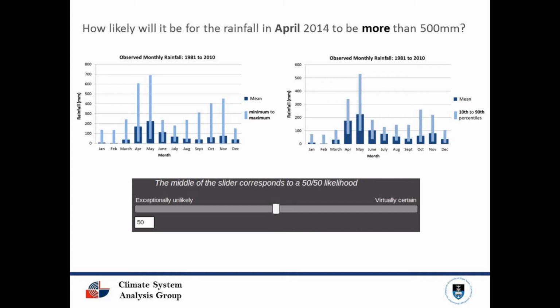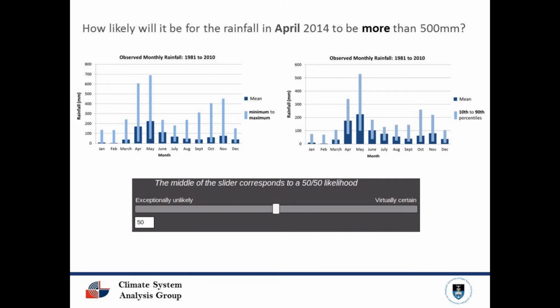If you look at the graph on the right, this time we've got 10th to 90th percentile. So here the information content is different. The group of people in stream 2 answered this question looking at this graph. As you can see here, the 500 millimeter rainfall is above the 90th percentile, quite a lot above it.